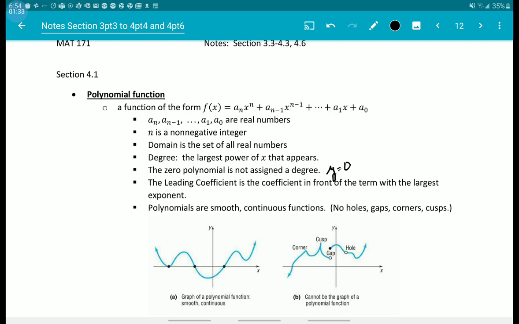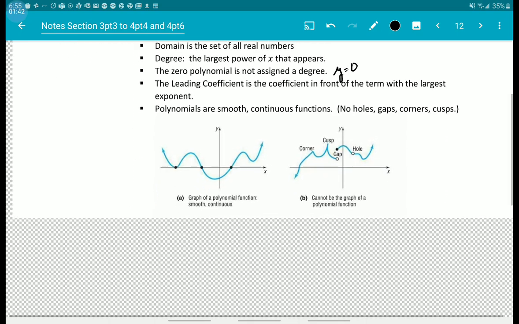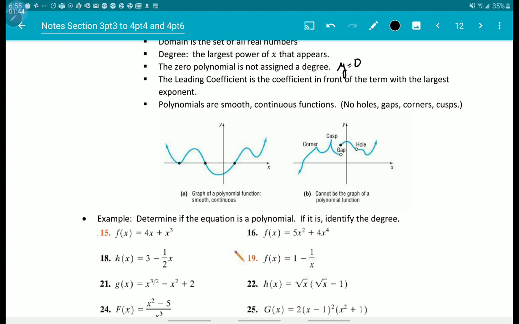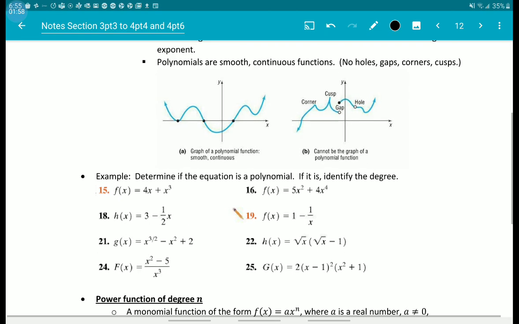Polynomials are really nice because they are smooth and continuous functions. And what that means is that there's no holes and there's no gaps in this function. So you can see here's an example of a polynomial here. This guy's not. We see all kind of problems. There's a gap in here. There's holes in here. There's sharp corners here and here. So that one's just not nice. It is not a polynomial. Polynomials are always going to be smooth and continuous.